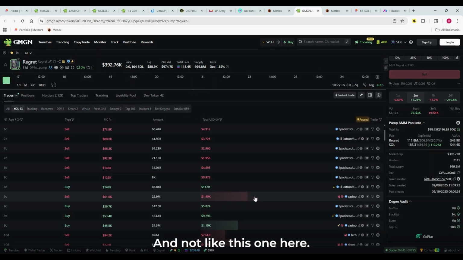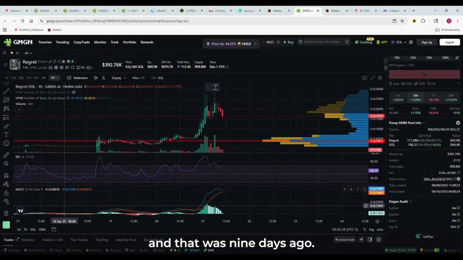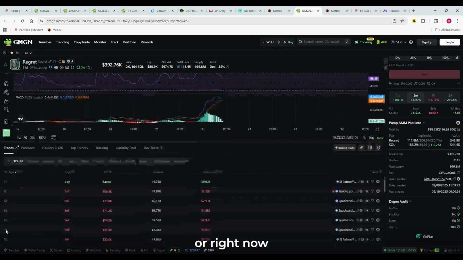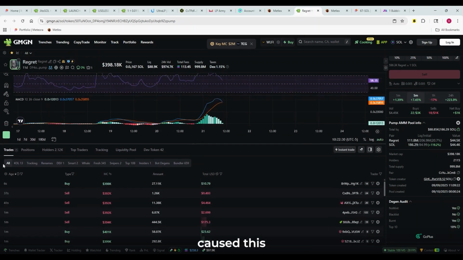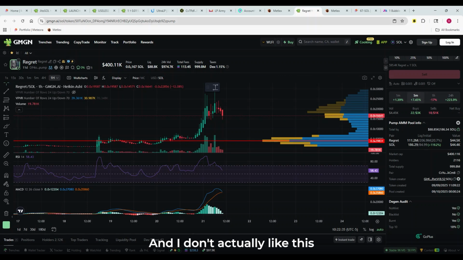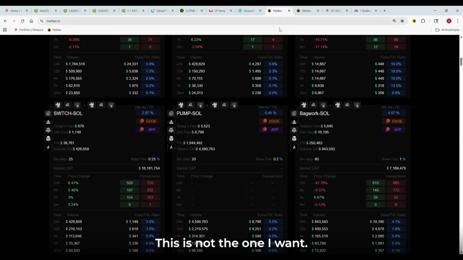And I'm not like this one here. This is a $1.4 thousand sell, and that was 9 days ago. It probably had a pretty big price impact on it, or right now we can see the trend. Some of these bigger sells caused this to start going down. And I don't actually like this token too much, the way it's acting, even on the 1 minute chart. It's not the worst, but it's not the one I want.